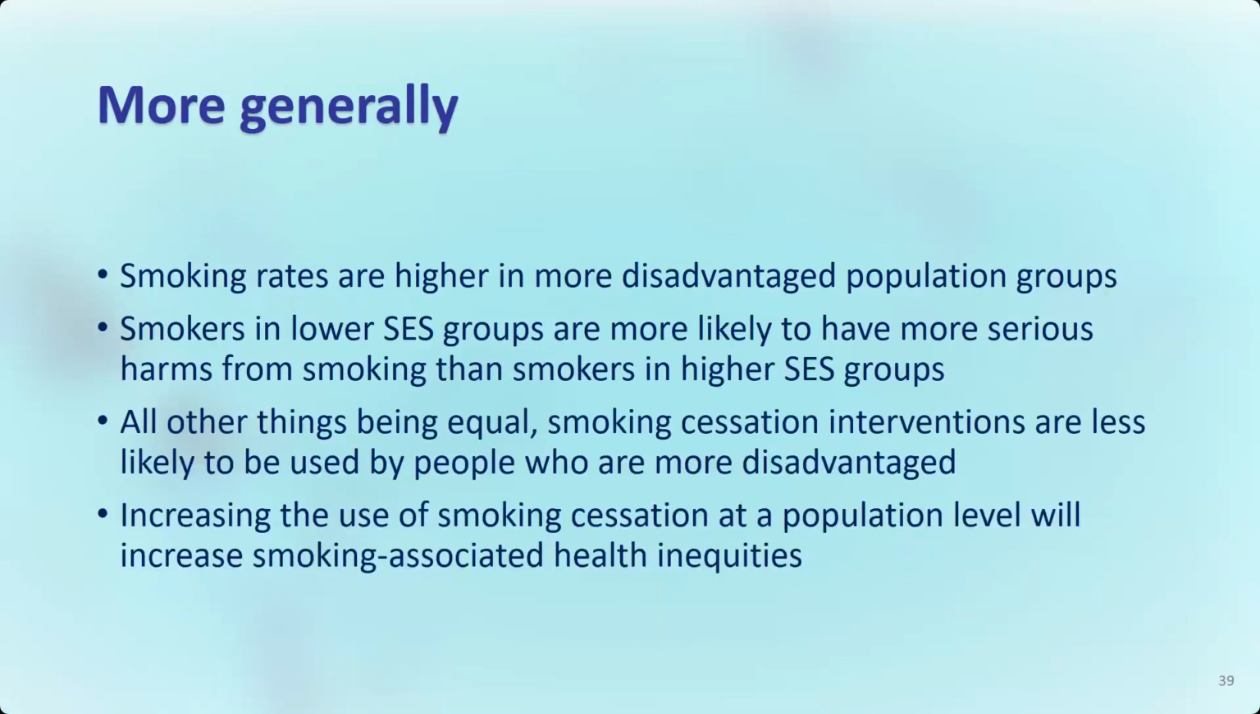More generally, with any kind of smoking cessation intervention, smoking rates are higher in people who have lower incomes, for example, and other disadvantaged population groups. And people in those groups who are smokers are likely to have worse health effects from the smoking anyway, because they generally have worse health anyway. They use healthcare less often. They have poorer outcomes. They're more likely to die. So they're already doing a lot worse. And they're less likely to be able to access or use healthcare smoking cessation interventions.